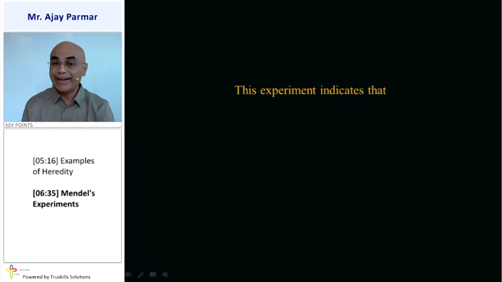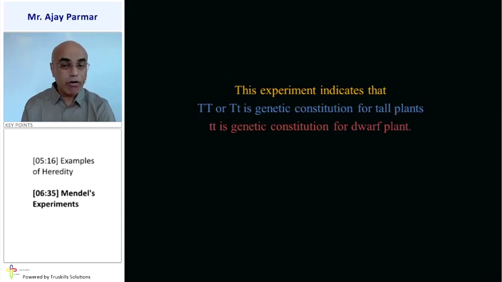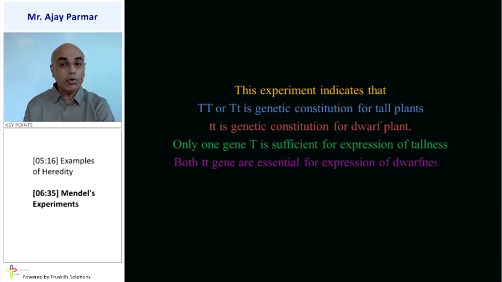Now, from this, it indicates that capital TT or capital T and small t, that genetic constitution, is for the tall plants. Whereas for the dwarf plant, both the traits, that is small t and small t, are the constitution of the dwarf plant. Only one gene, capital T, is sufficient for expression of tallness. Whereas both the t's should be small letters, and only then can we say that the characteristic inherited would be dwarfness of the plant.